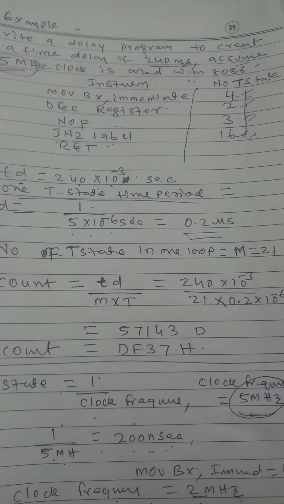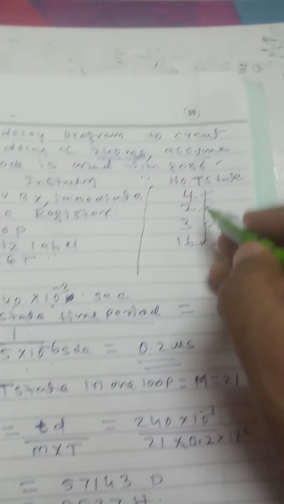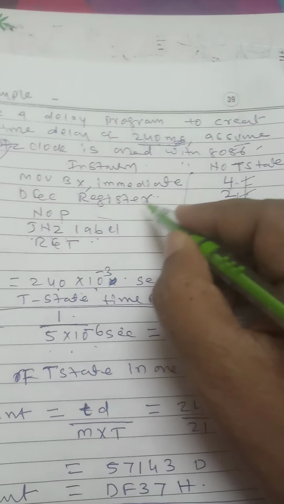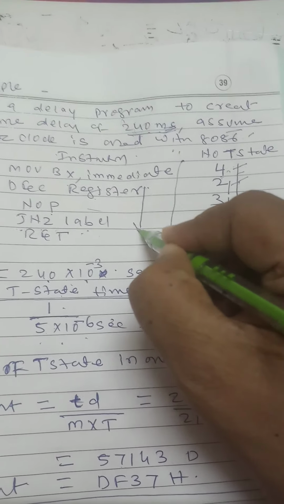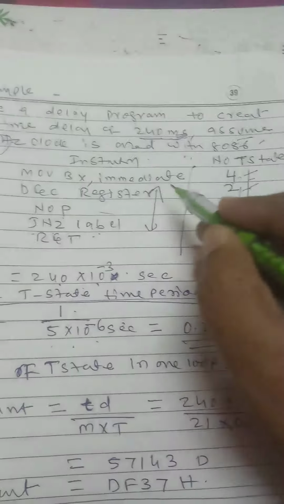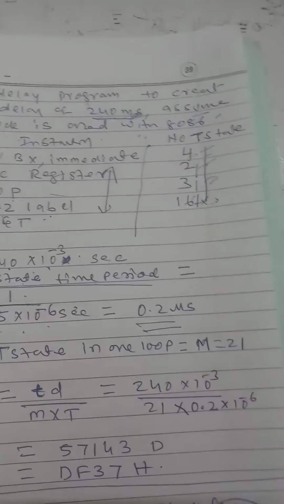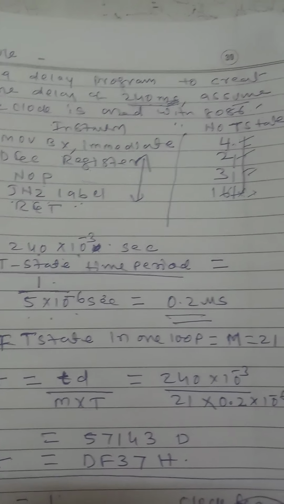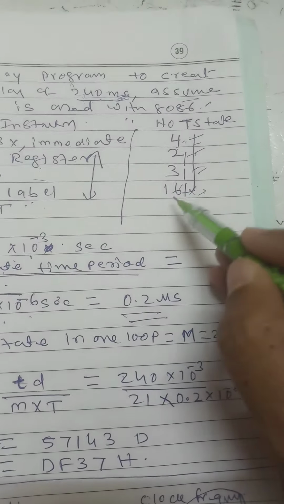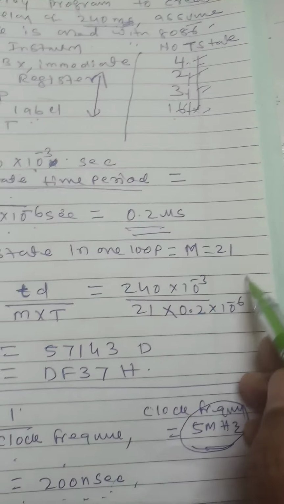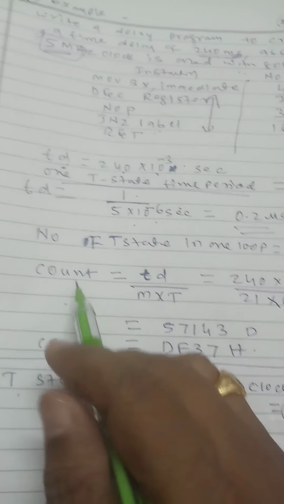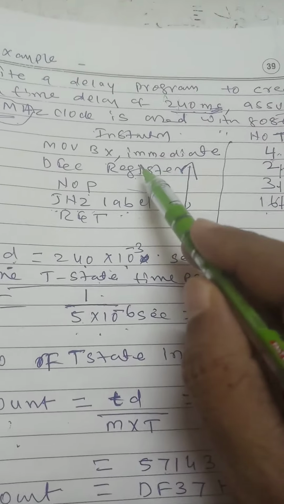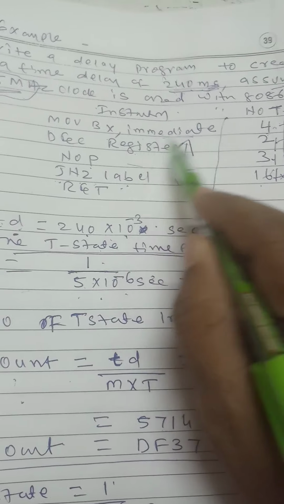The number of T states in one loop, again m equal to 21, I have already told: 16, 3 and 2. These three instructions decide the loop. Only the instructions dealing with the loop are used to generate the loops. So how many T states? 16 plus 3 plus 2. So again it is 21. Now we want to find the count, a hexadecimal value, that you have to put here as immediate data.